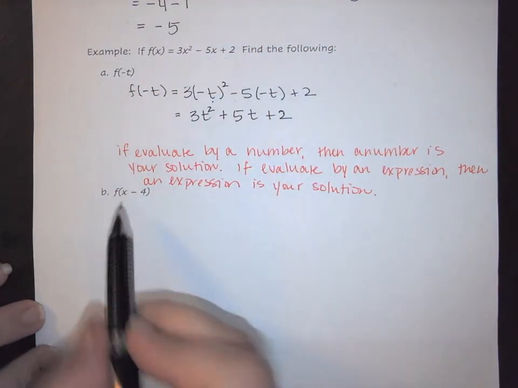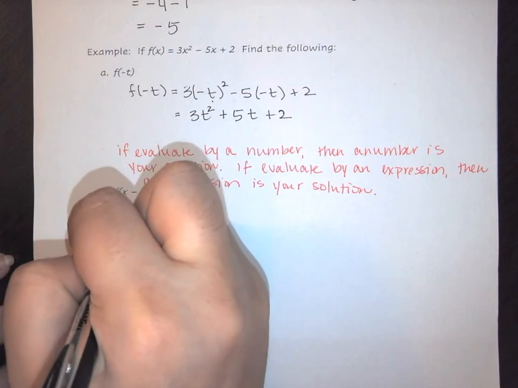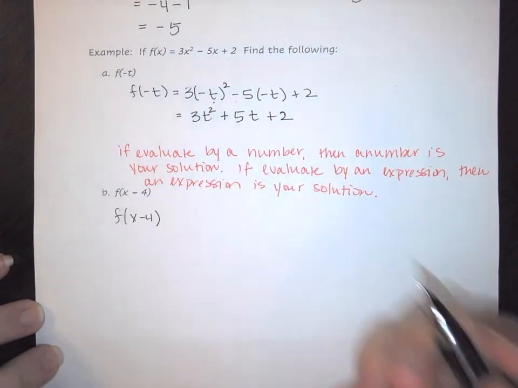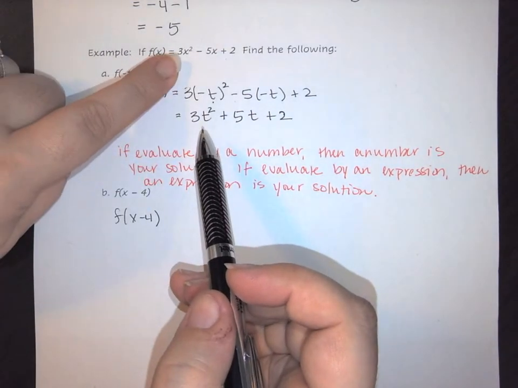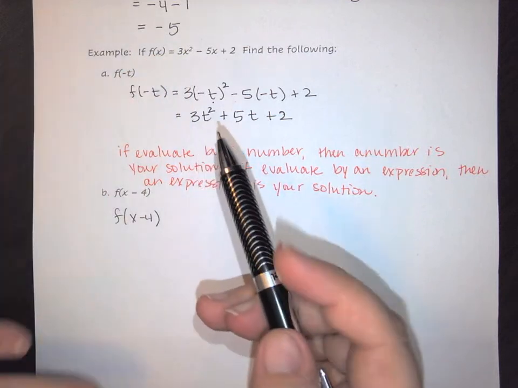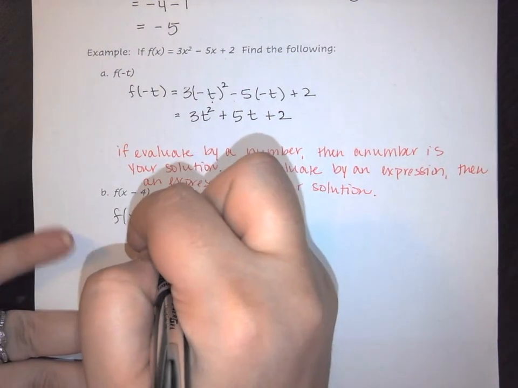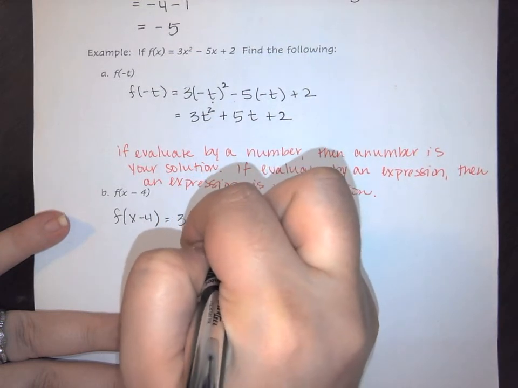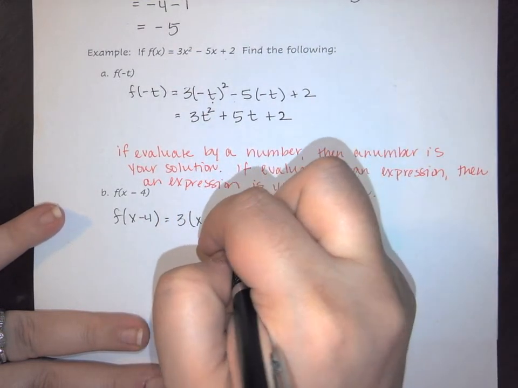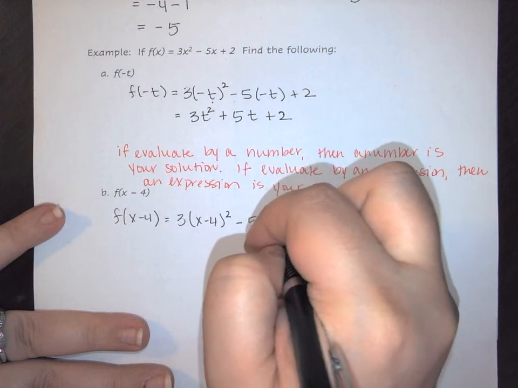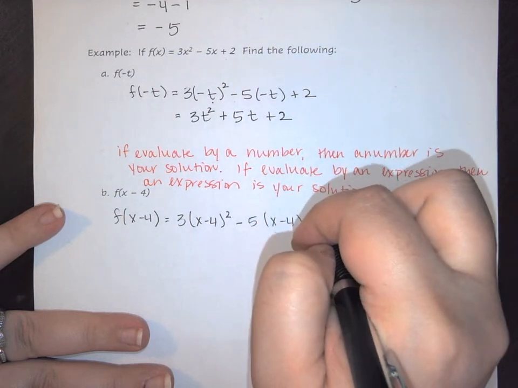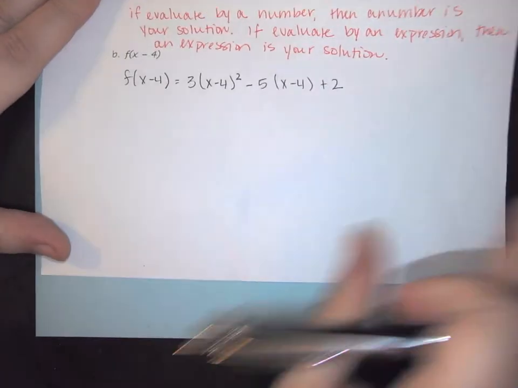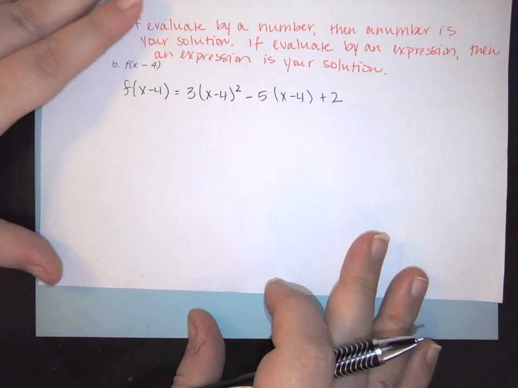Okay. So let's look at it one more time. So here I'm going to have f of x minus 4, which means anywhere I have an x value here, I need to put in the x minus 4. So this becomes 3 times x minus 4 squared minus 5 times x minus 4 plus 2. So let's go ahead and take a look at that.